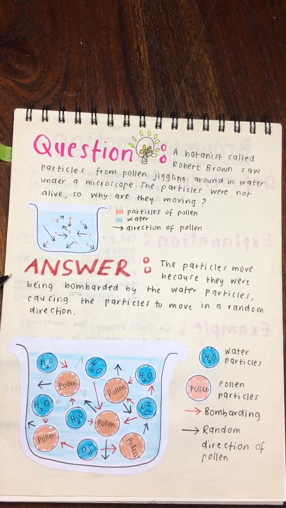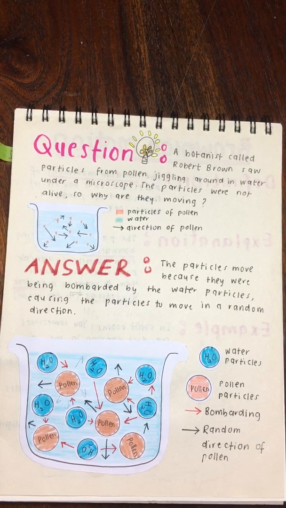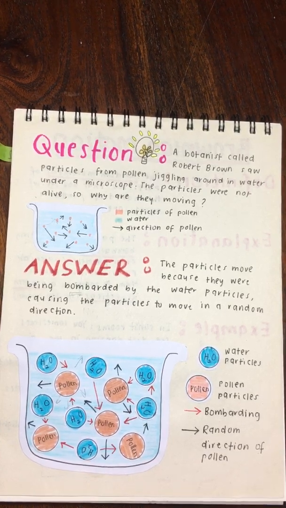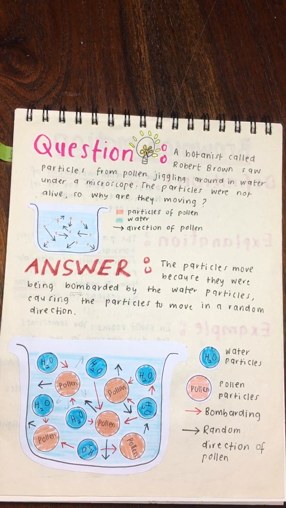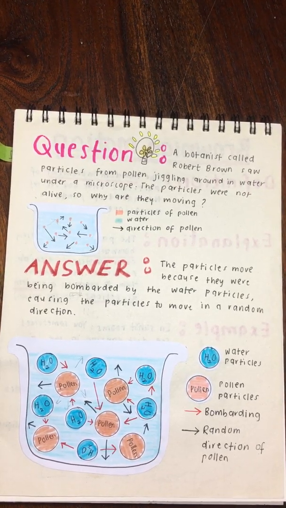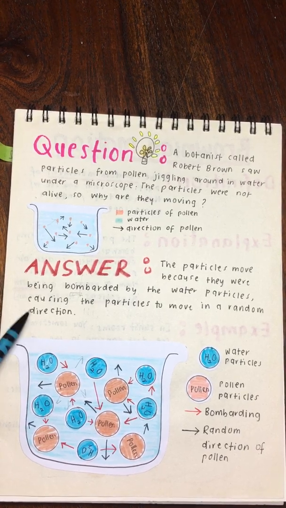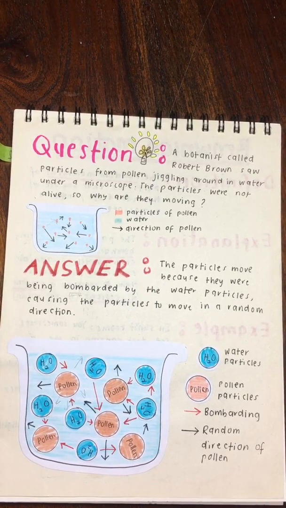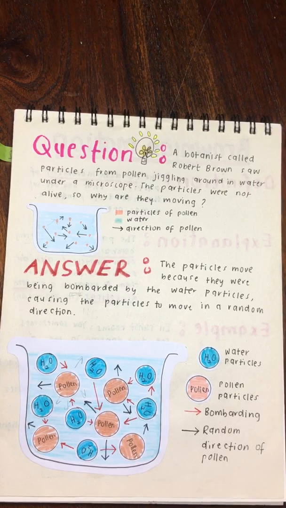Now the answer to this is the particles, the pollen particles, move because they were being bombarded or hit by the water particles. So the water particles are hitting the pollen particles, causing the pollen particles to move in a random direction, or as you can say, a zigzag motion.